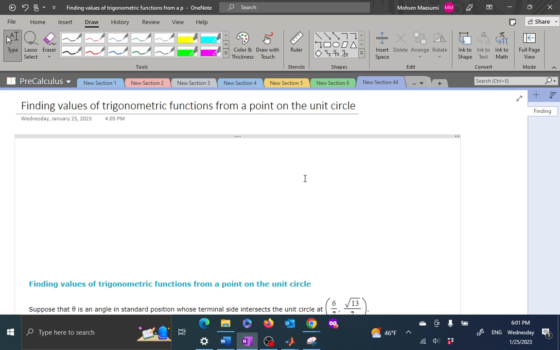Hi and welcome to another mini lecture. Topic today is finding values of trigonometric functions from a point on the unit circle.